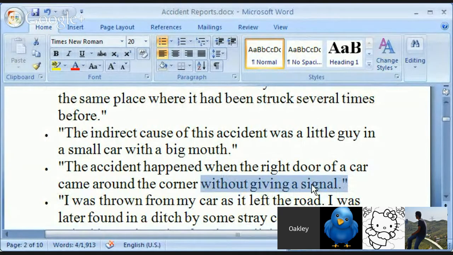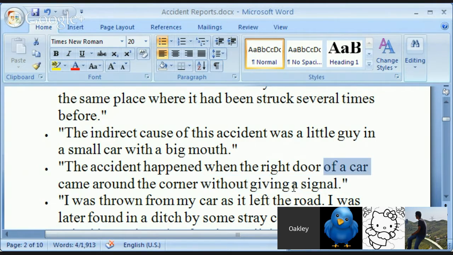No, once my friend said, female friend said, suddenly his car's glass door was broken. No, exploded. Okay. Yeah. Well, part of the problem here is when the right door, okay, we have a subordinator, when, and a new subject, the right door of a car. He's using a prepositional phrase. So this is not an object or a subject noun. And then later he says without giving a signal. So it would appear to be the right door did not give a signal, which of course is crazy.